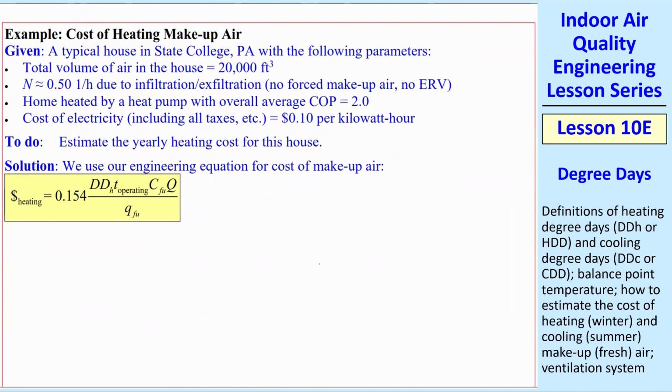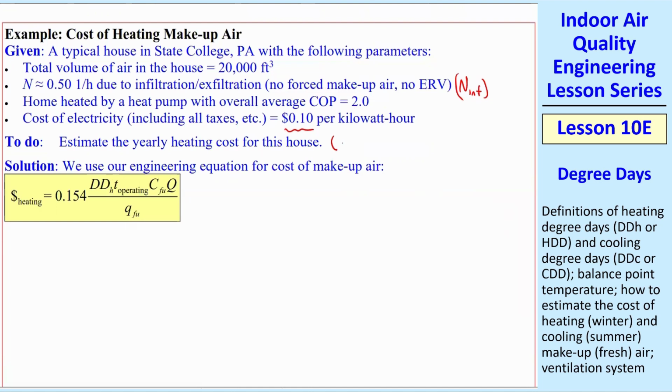Typical house in State College, 20,000 cubic feet is the volume. 0.5, 1/hour is the N due to infiltration. Homes heated by a heat pump with a COP of 2, 10 cents per kilowatt hour. Let's estimate the yearly heating cost for this house.